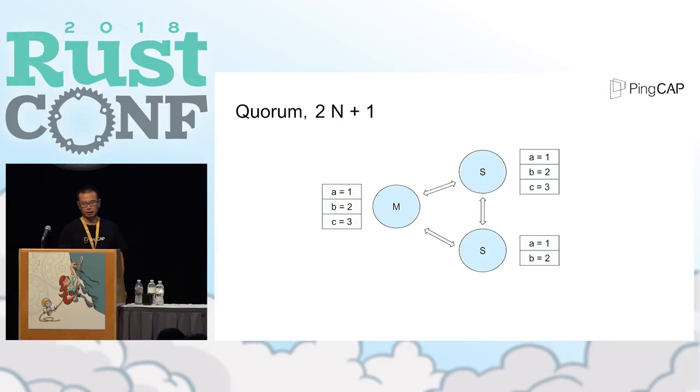As you can see, the master only replicates the data to one slave, and he thinks that the data has been saved in two nodes, and he thinks that the data is safe.